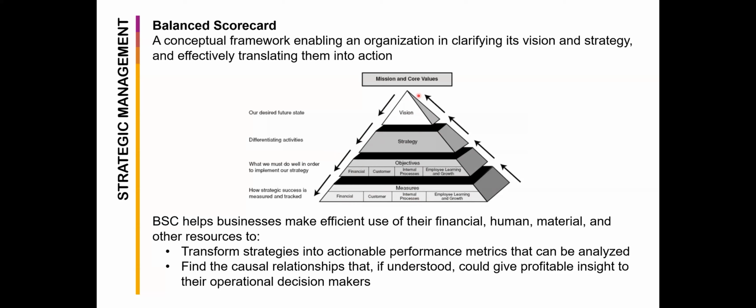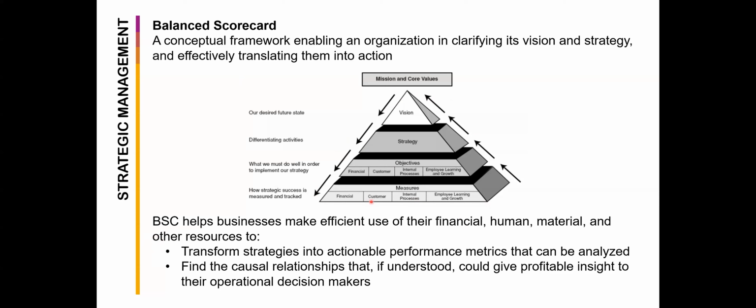So at least in this case, we are making the strategies smarter, making them more measurable, so they can be improved in the next review. Okay, so the balanced scorecard is a conceptual framework enabling an organization to clarify its vision and strategy, and effectively translate them into action. Okay, so it uses the four main resources in the organization, which are the financial aspect, the human aspect, materials, and customers.